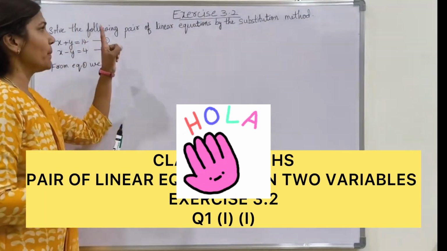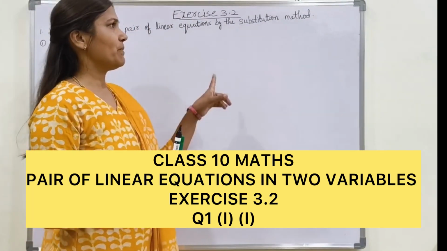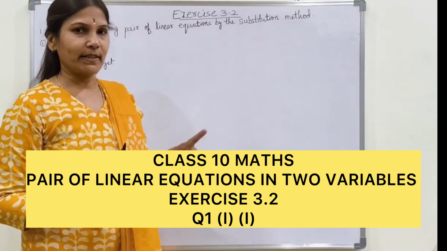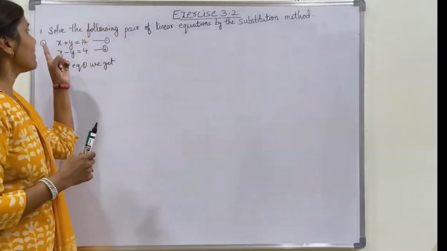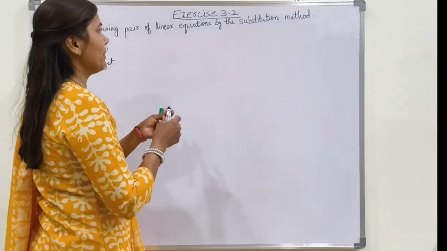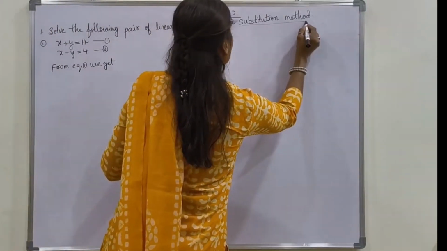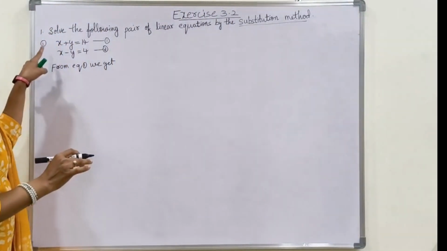Solve the following pair of linear equations by the substitution method. Three methods are there: one is the graphical method, one is the substitution method, and one is the elimination method. Which method will we do? The substitution method. See here, two equations are there.